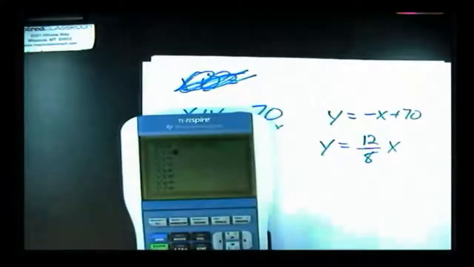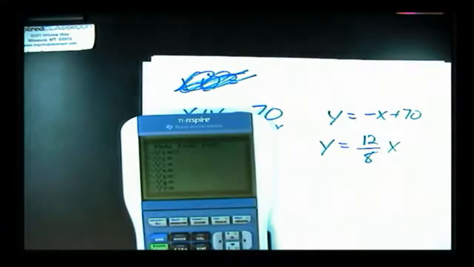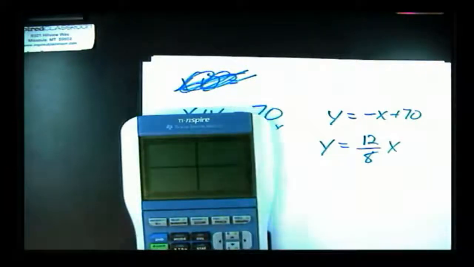Now that they're both in y equals forms, I can graph them. So I will graph them. I have y equals negative x plus 70, and I have y equals 12 eighths x. I hit graph. And of course, nothing happens. I got a line, so that was all right, but the reason nothing happened is because my window is too small.